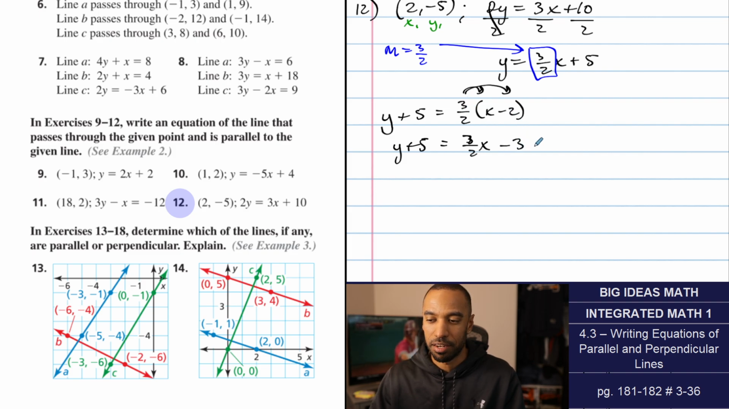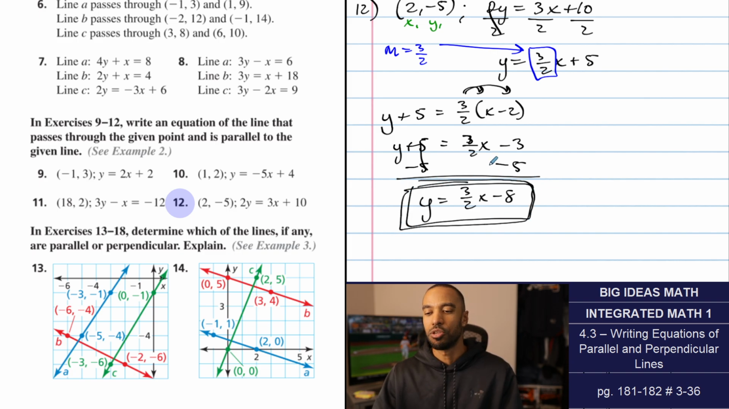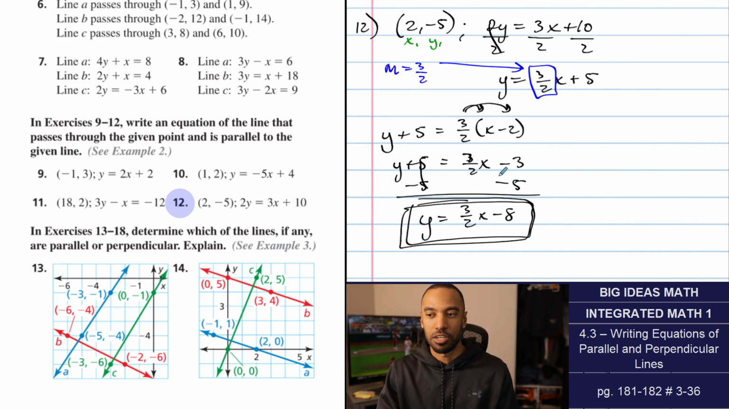3/2 of negative 2 is negative 3, and I'm going to subtract 5 from both sides. Okay. So this y-intercept will be different from the other, given that they have the same slope. This is a negative 8. Here's the equation. There's the answer. And you do now see your two different methods that you can use to get that.